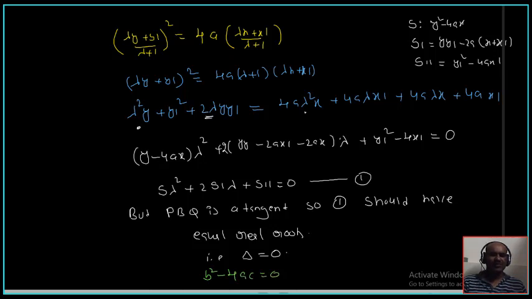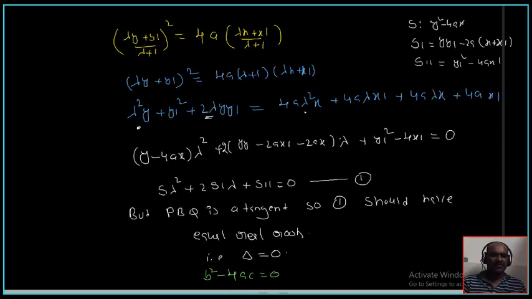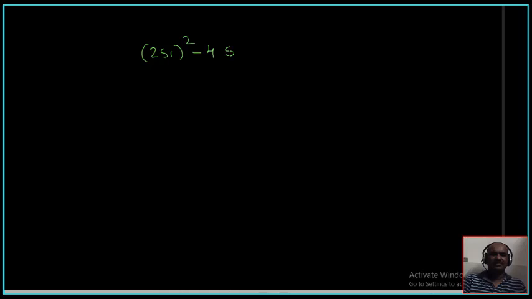I will write on the next page. B means here 2S1, so 2S1 square minus 4a, where a is S and c is S11, so S into S11, should be 0. Here 2 square and 4 can cancel. So S1 square equals S into S11. This is the required relation. By using this relation, you can find the combined equation of those two tangents, or pair of tangents.